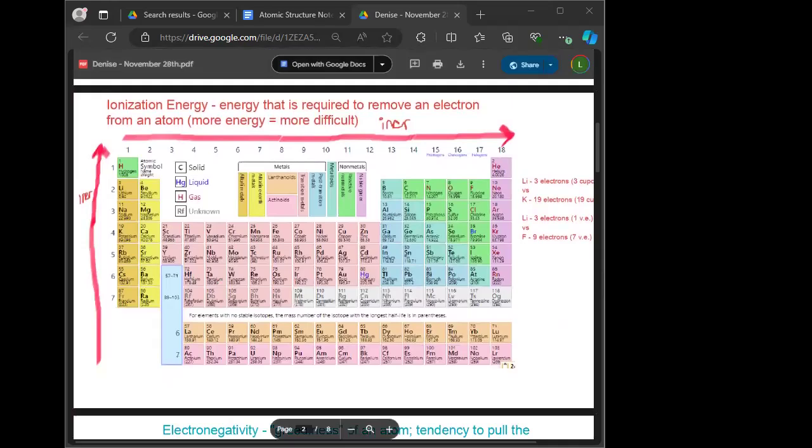Okay, now let's take a look at ionization energy. Ionization energy is the amount of energy that's required to remove an electron. So basically, the higher the ionization energy, the more difficult it is to remove an electron.